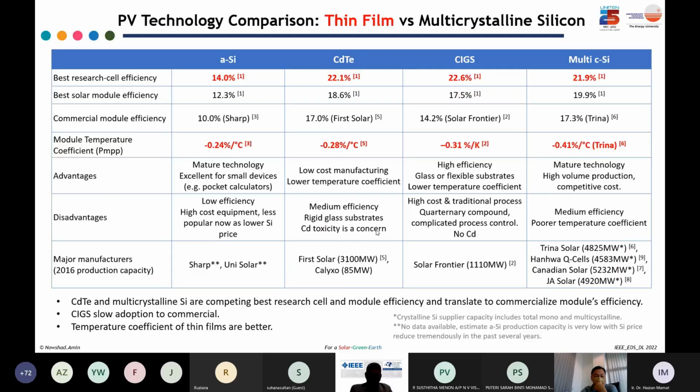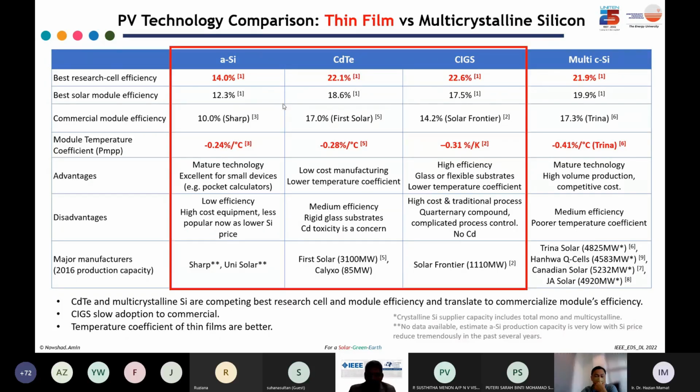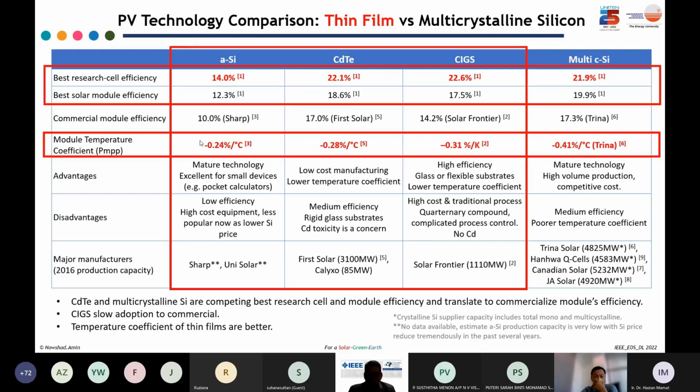Here is a comparison chart among the three mainstream solar cells apart from crystalline silicon. It shows that research-scale solar cells for the three mainstreams, amorphous silicon, cadmium telluride, and CIGS, are quite okay. But what is important to notice here is the degradation. The module temperature coefficient, that means the degradation pattern of these four different kinds. You can see that amorphous silicon and cadmium telluride are much less than these two, CIS and multicrystalline silicon. That means they will degrade less. They will produce more energy even in hotter climate. So this is one of the important findings for countries in desert and other hot climate conditions.